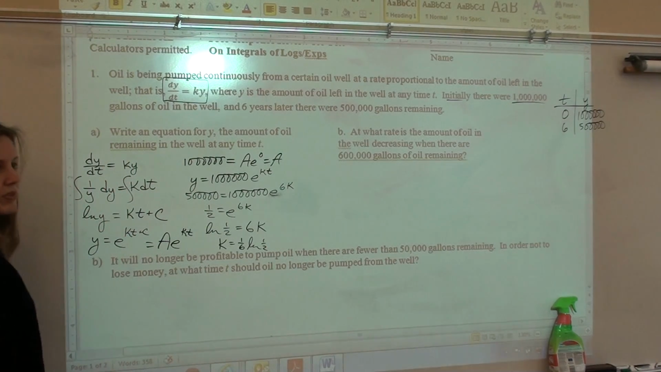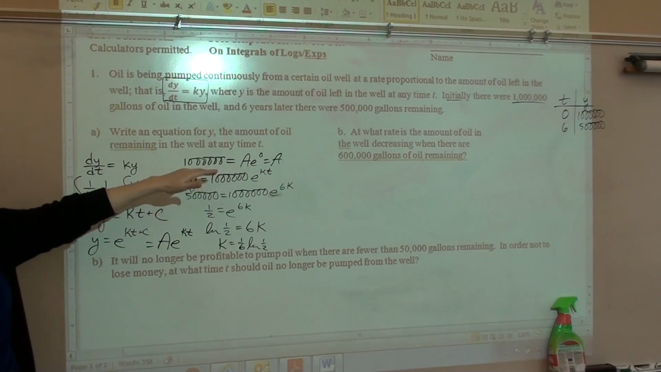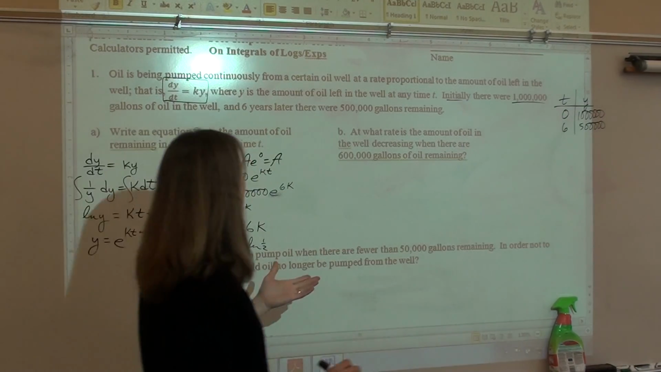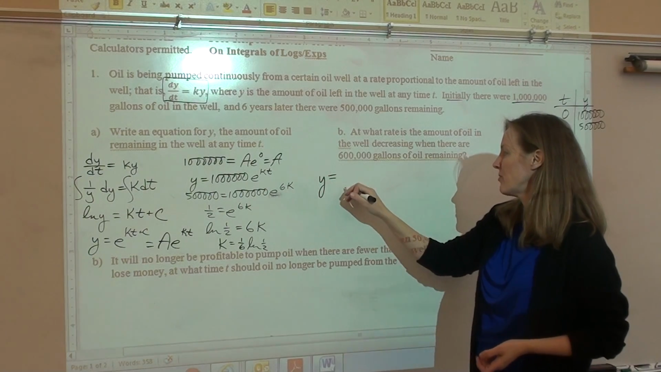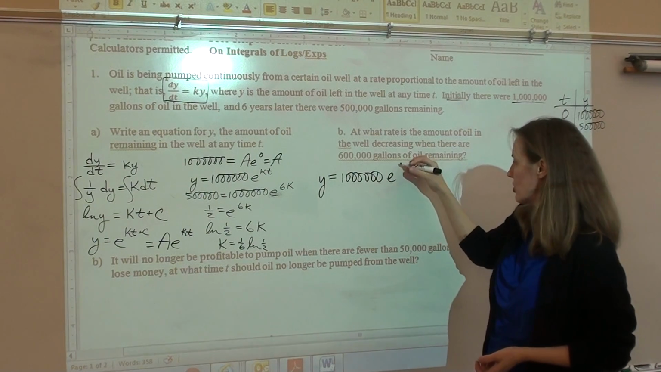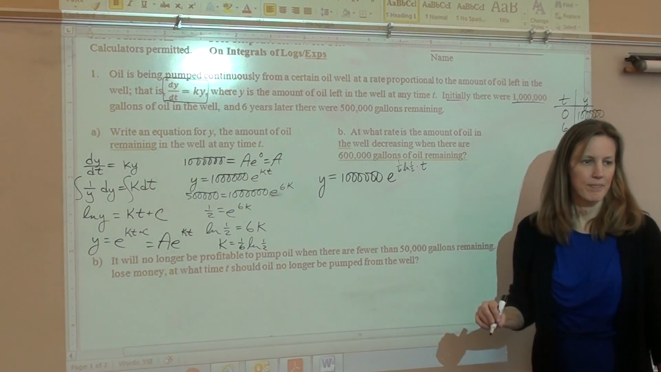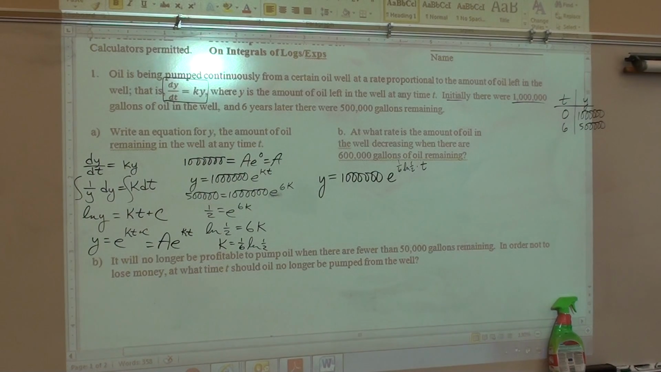Any questions on finding a or k? So our final function, I'm still on part A because it said we have to write an equation for y, would be y equals 1 million e to the 1/6 ln of 1/2 times t. All right, everyone feel fairly confident with that? Okay, good, because that's the first 20 points on your test.